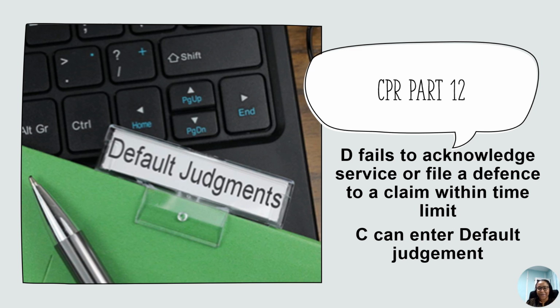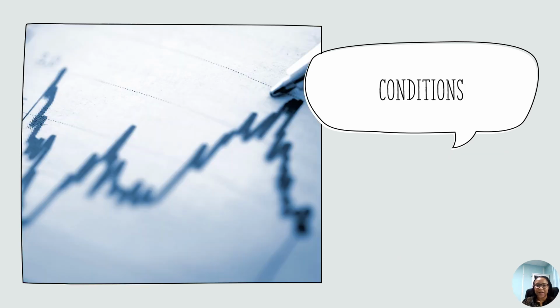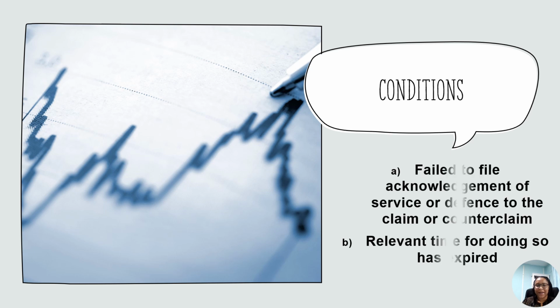The best advice to give your client is that they can enter default judgment against the defendant. The legal conditions that must be satisfied are set out in the Civil Procedure Rules Part 12. These conditions are A. That the defendant failed to file an acknowledgement of service or a defense to the claim or a counterclaim, and B. That the relevant time has expired.